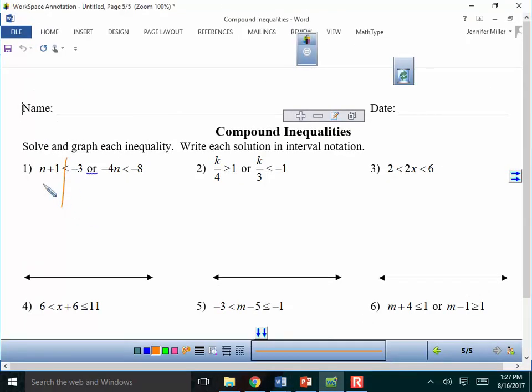We need to solve these first, so we would subtract 1 from both sides, and that's going to leave us with n is less than or equal to, is that -4? All right, very good. So we want to graph that. Well, why don't we go ahead and solve this one before we start graphing. So -4n is less than -8. How do we get n by itself there? Perfect. And what happens when you multiply or divide both? Very good. When you multiply or divide both sides of an inequality by a negative number, you flip your inequality symbol. So that becomes n is actually greater than 2. Are there any questions here?